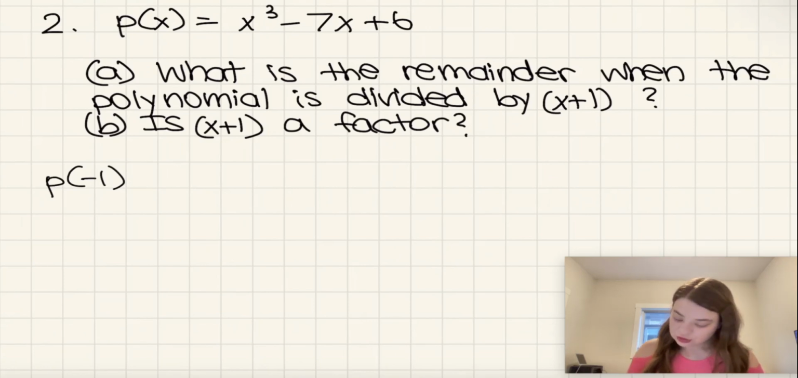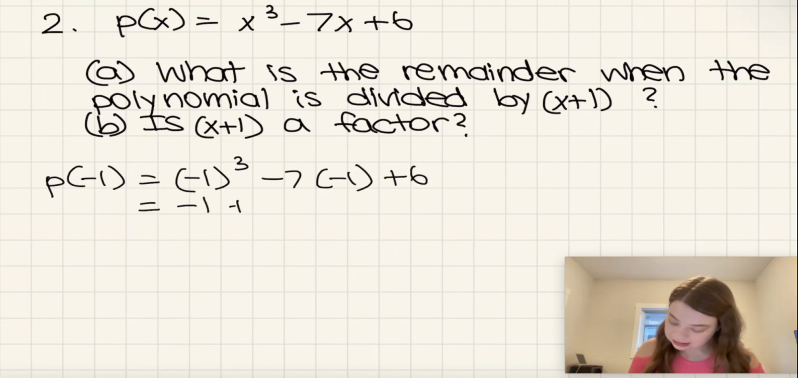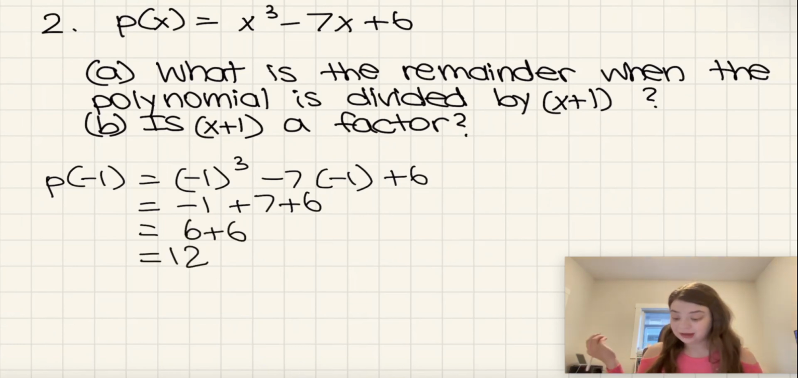So we have to find p of negative 1, and that will tell us what the remainder is. So that's going to give us negative 1 cubed minus 7 times negative 1 plus 6, which is equal to negative 1 plus 7 plus 6, which is equal to 6 plus 6, which is equal to 12 as well, actually. I promise not all of these will always be 12, but it seems like 12 is a popular answer so far. But yeah, so the remainder is 12 once again.